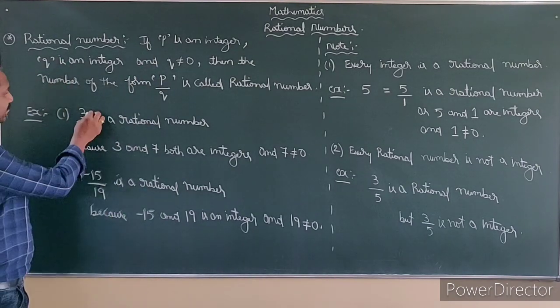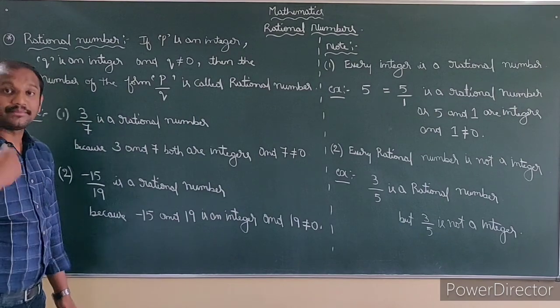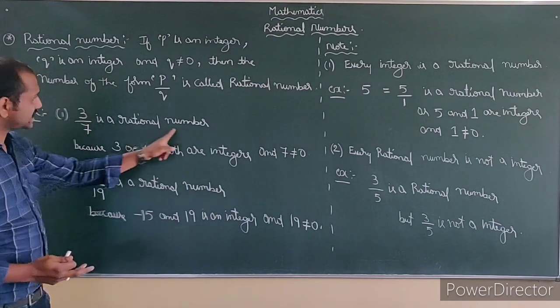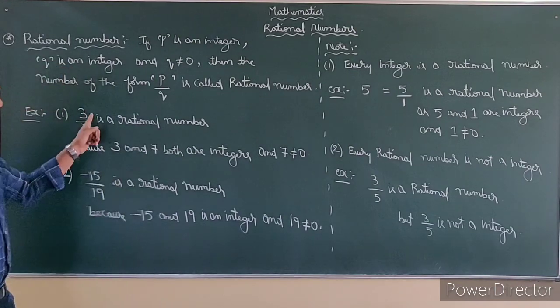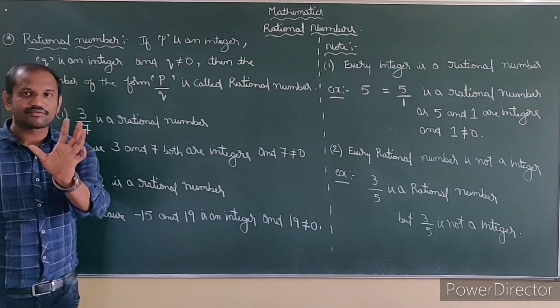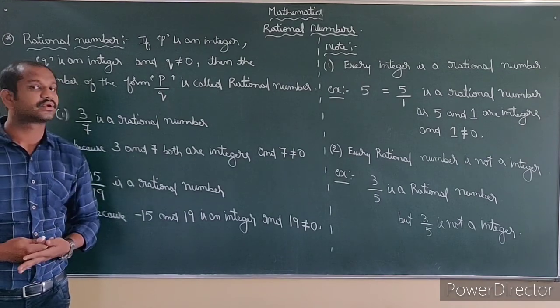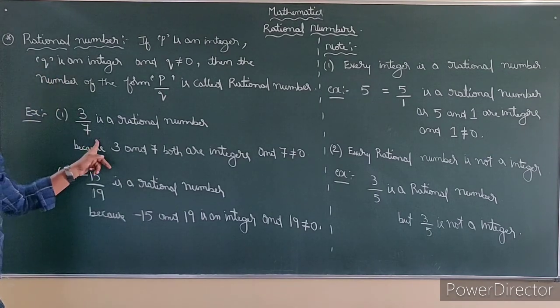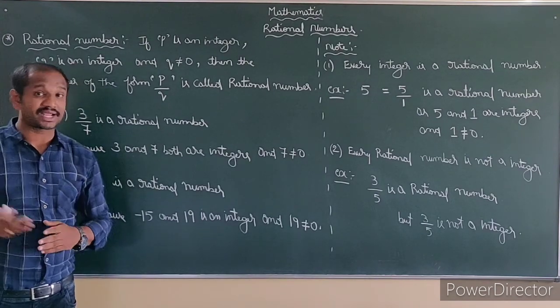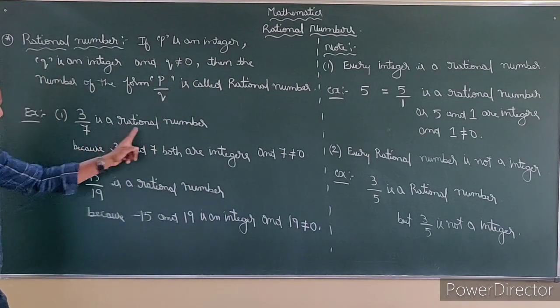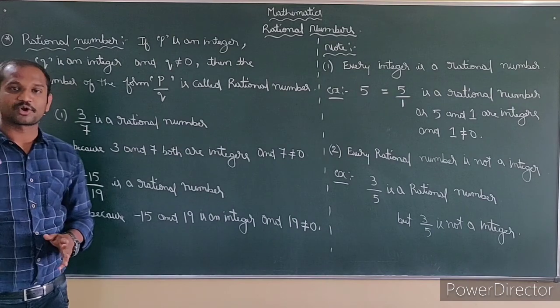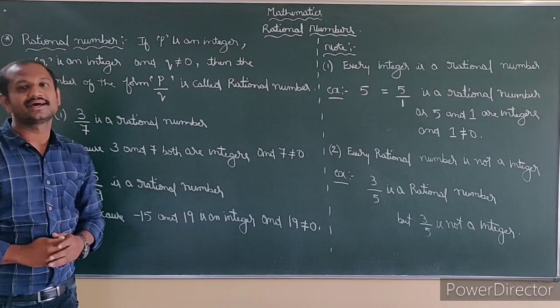See, I have taken an example of 3 by 7. I am telling you that 3 by 7 is a rational number. Till now, until your 6th standard, you know 3 by 7 is what? A type of fraction. What type of fraction? If we go in detail, it is a proper fraction. That is studying the case of fractions. But when I am studying rational numbers, 3 by 7 is also a rational number. It's not only a fraction, it is even a rational number.